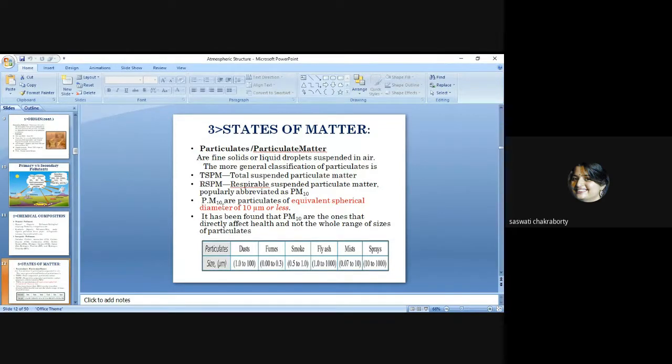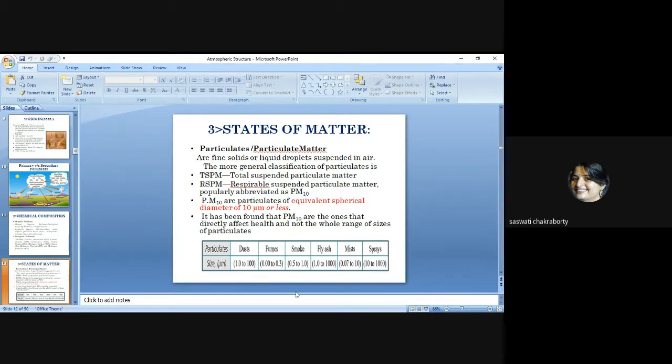See, I said 2.5 or 10 are particle sizes. For example, PM10 are particulates of equivalent spherical diameter of 10 micrometers or less. If it is 2.5, then it is 2.5 micrometers or less. Okay, so it has a direct effect on our health.